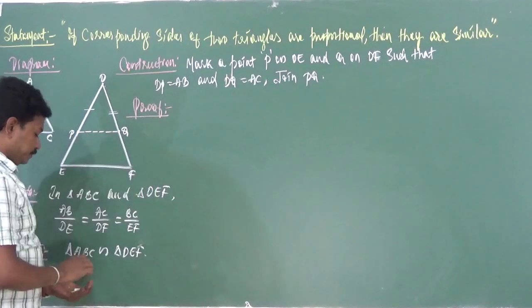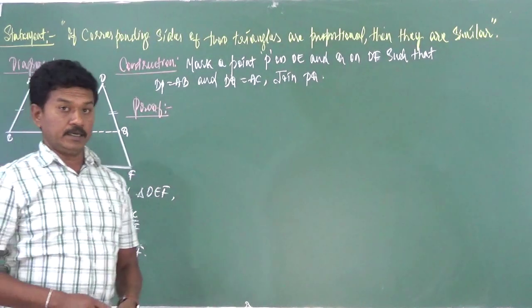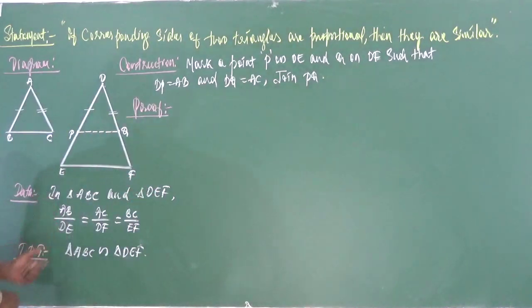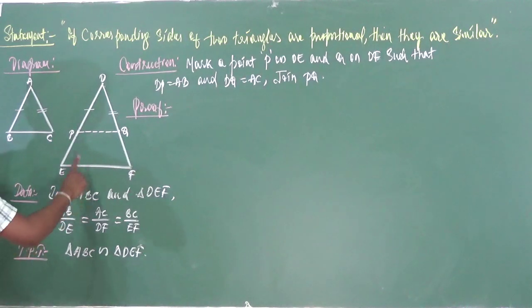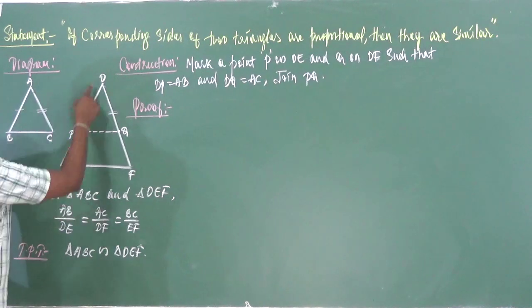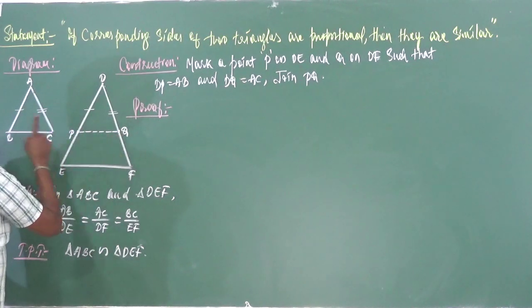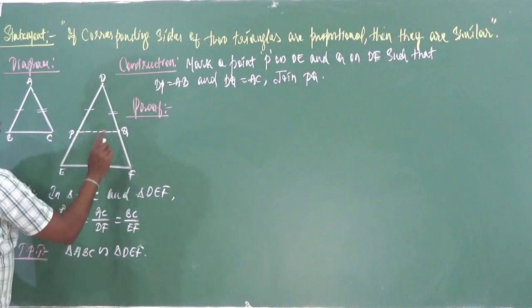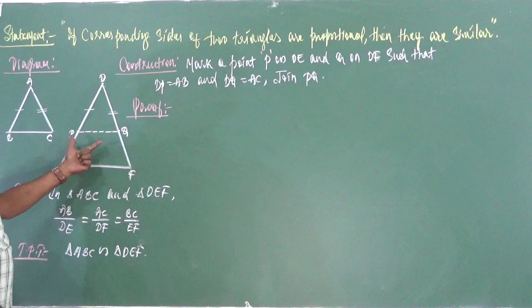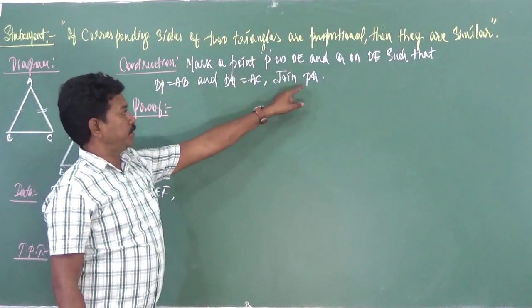Very important proof. You have to watch it very keenly, because a lot of logical steps are involved in this, right? Now let us take this. Here we have drawn AB equal to DP, AC equal to DQ. We do not know whether BC is equal to PQ or not, because it's not a part of the construction. We have just joined PQ, that's all.